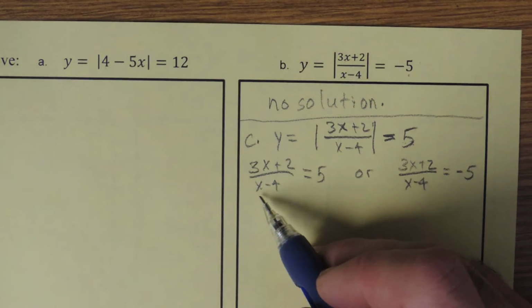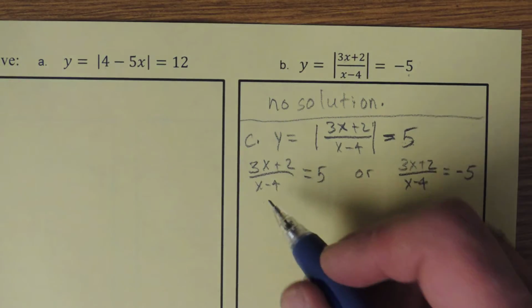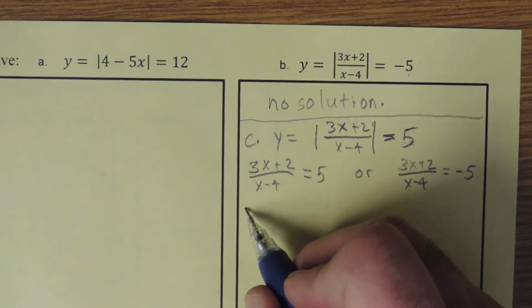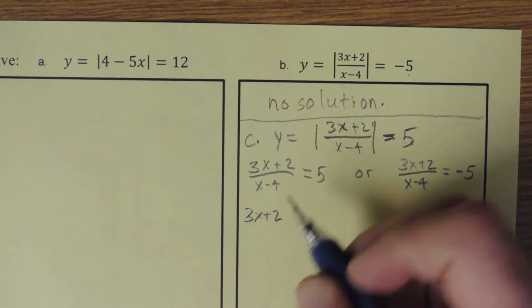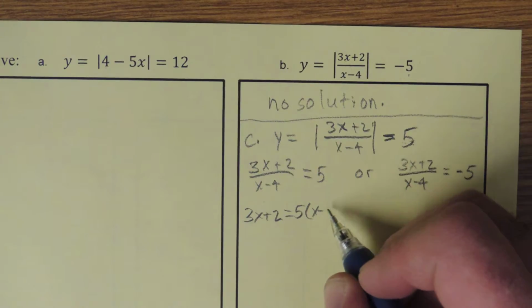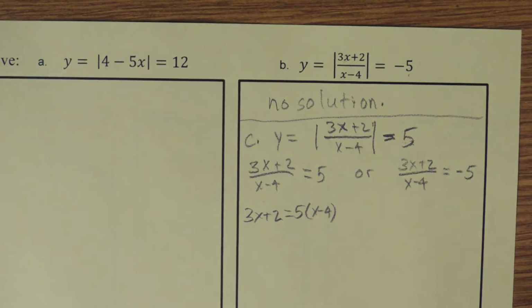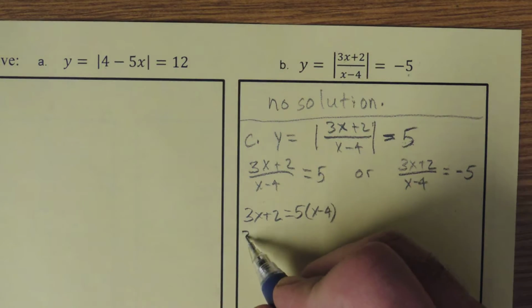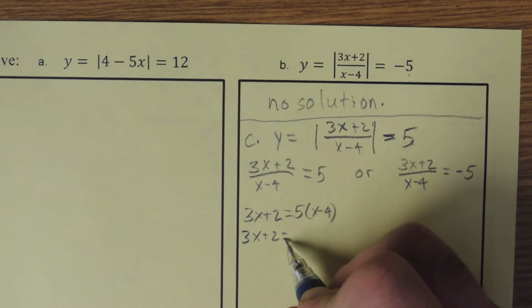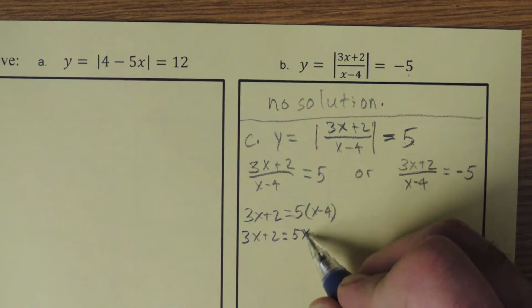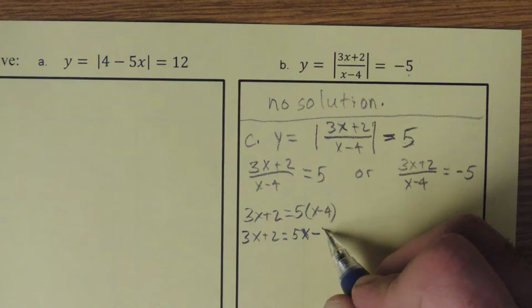To solve that, I'm going to multiply both sides by x minus 4. When I do that, those will cancel. I'll just have 3x plus 2. I multiply this by x minus 4. Distributive property once again. 3x plus 2 equals 5x minus 20.